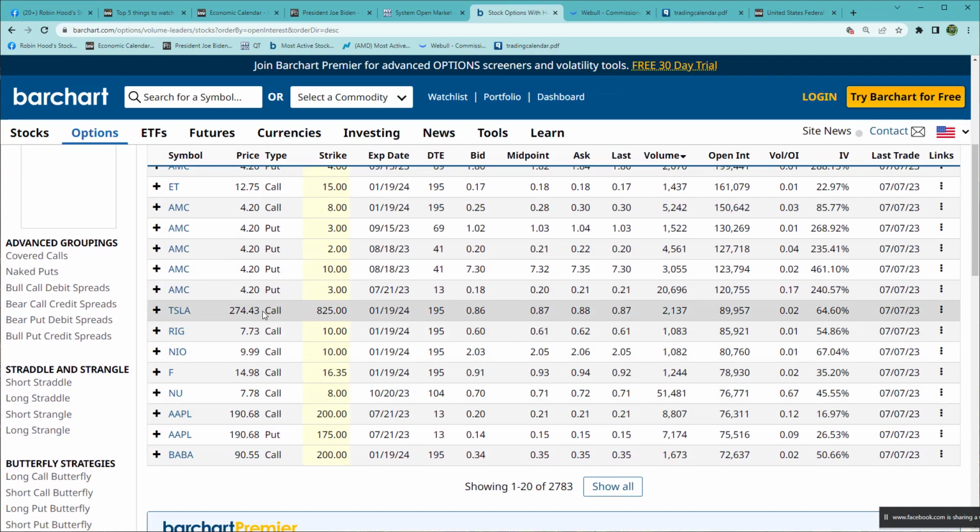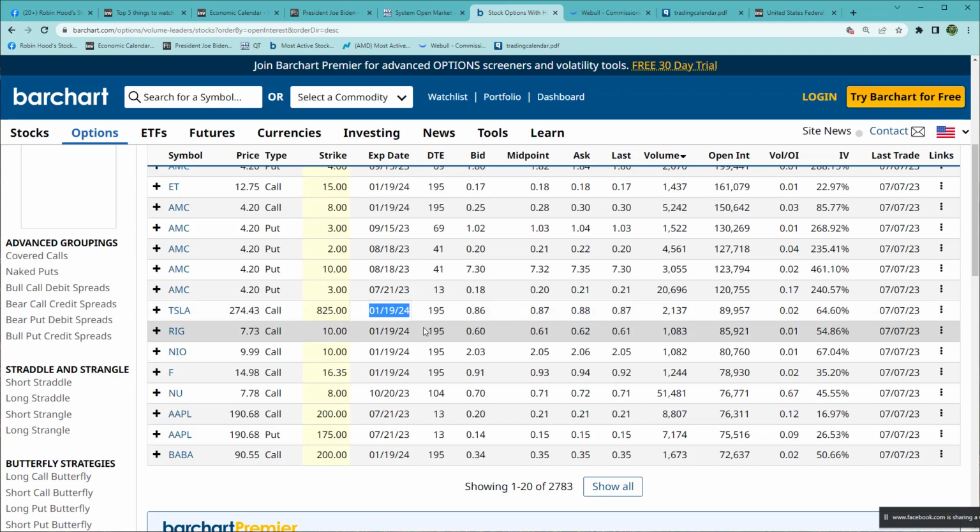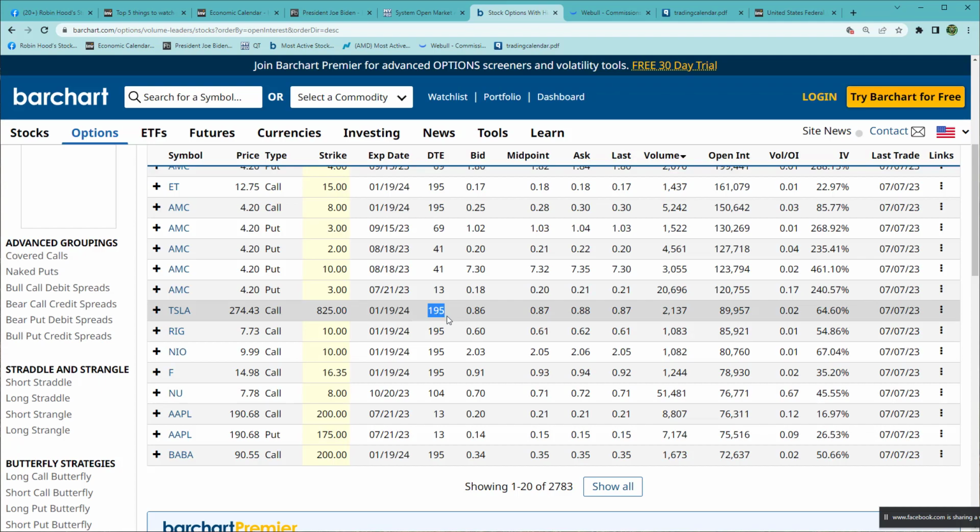And here it is, you guys. Tesla call $825. Don't take my word for it. The proof is in the pudding, you guys. It's right here. The numbers don't lie. $825 call strike price that expires this January 19th, approximately 195 days from now. It's accumulating more and more open interest, with a little bit of volume because nobody knows about this. It's flying underneath the radar, but it's not flying under our radar because we can easily see everything that's going on here.